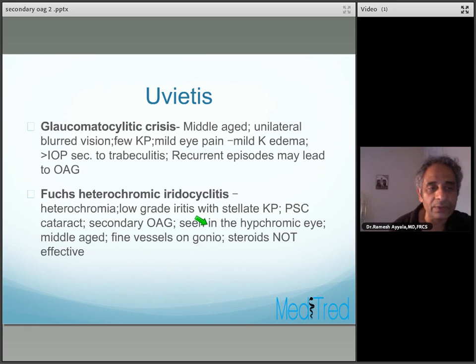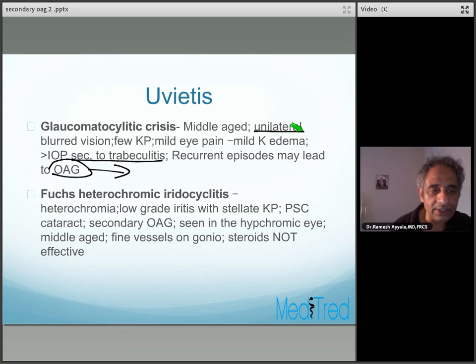Intraocular pressure is usually in the range of 30 to 50 millimeters of mercury and is thought to be secondary to trabeculitis. Recurrent episodes may lead to secondary permanent open-angle glaucoma, which in turn needs permanent treatment, either in terms of medications or surgical intervention. Even though this is said to be unilateral, rarely it can become bilateral, and I have several patients in my practice who had bilateral glaucomatocyclitic crisis.